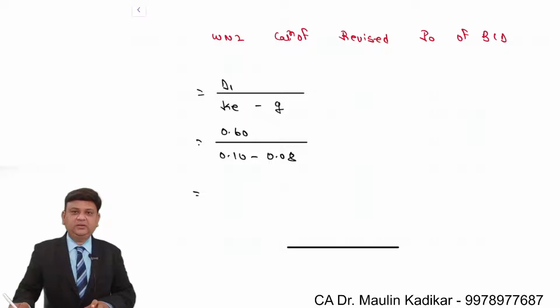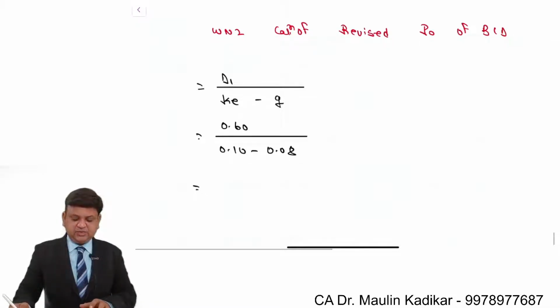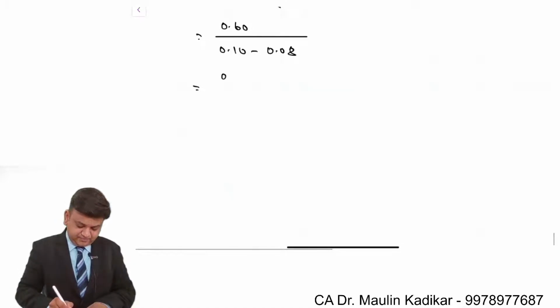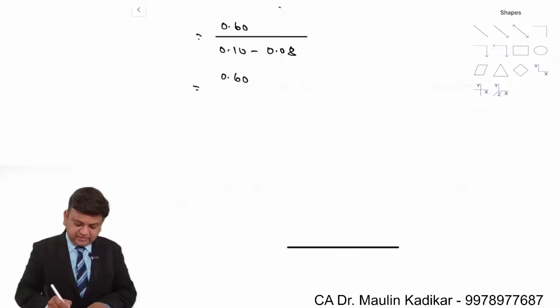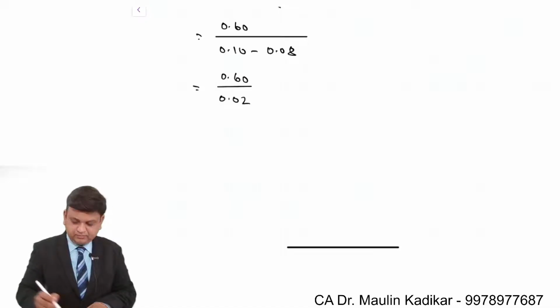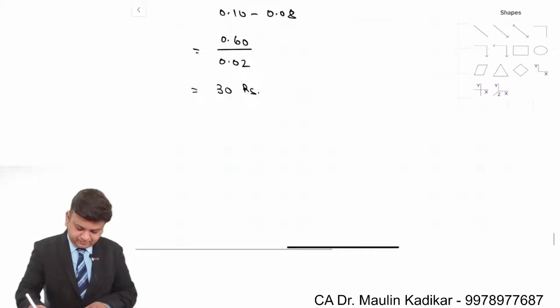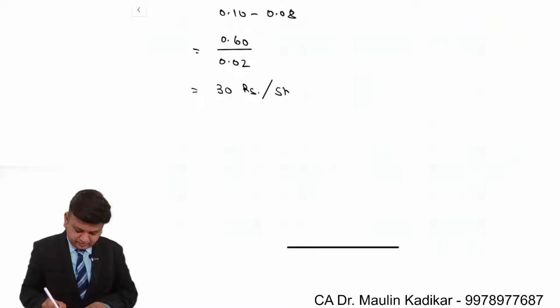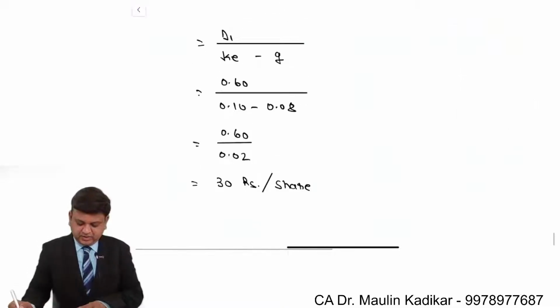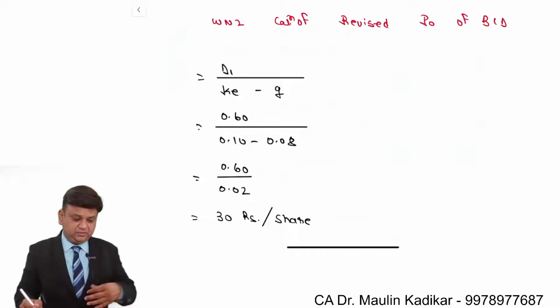Dear students, over here, we do not have to change the D1 value using the new growth rate. It is considered that D1 is required to be kept the same for the purpose of making the calculation of revised P0. So 0.60 divided by 0.02, that comes to 30 rupees per share. Okay, this is the second working note.